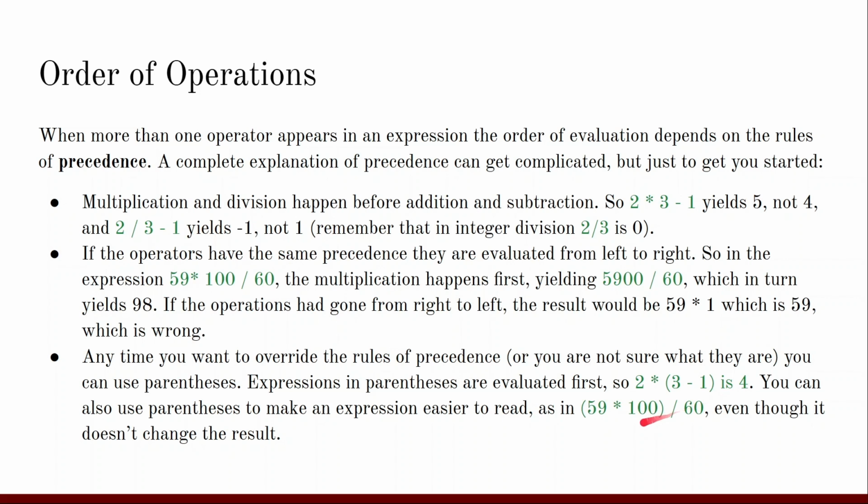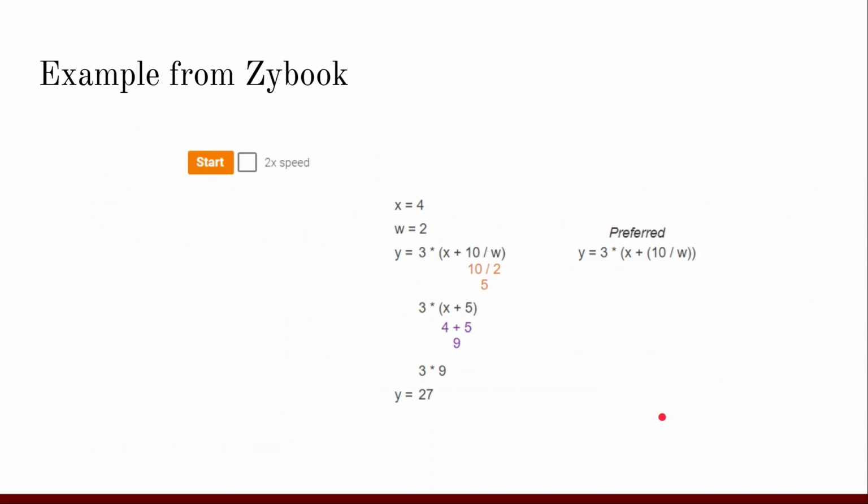So you can override the rules, and this is exactly the same thing we did, putting parentheses here, 59 into 1000, and then divide by 60. All right, so that's an example. Another example: x is equal to 4, w is equal to 2, and what will happen first? These parentheses will happen first because we override the rules. That means 10 into 2 by w, and we get 5, and then 5 into 4, because again they are in parentheses, that will be 9, and then later we have 9 into 3, we have 27, okay.